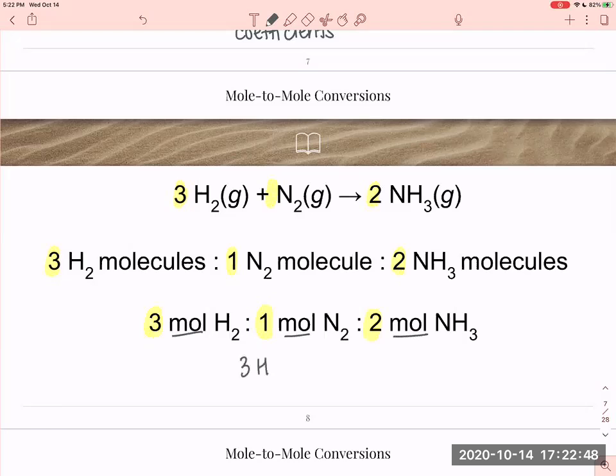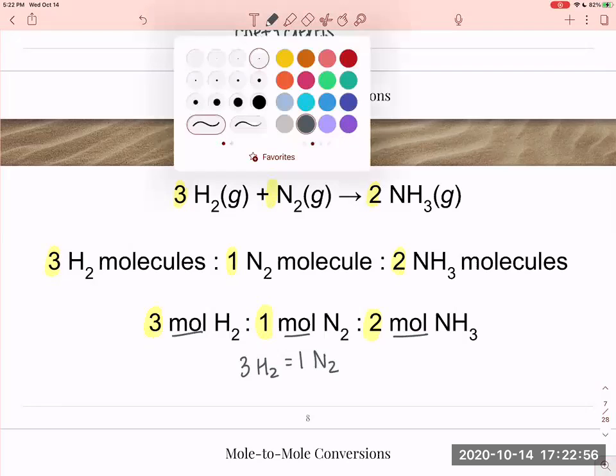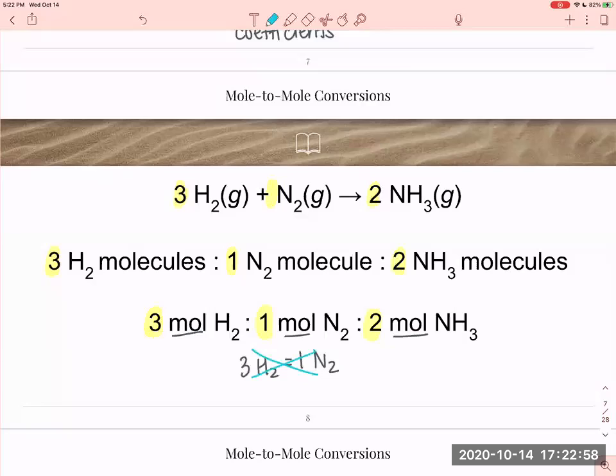Don't tell me 3H2 is equal to or in a ratio with 1N2. This doesn't have a unit, and I really need a unit to be able to know how to use it mathematically. If I don't have a unit, how do I know what to cancel? How do I know what to bring out? So make sure that you're utilizing the unit here as well as the substance, because now the unit is the same for all of these conversions. So you need to be specific about what substance you're talking about.